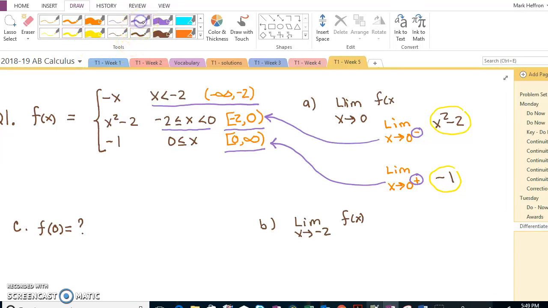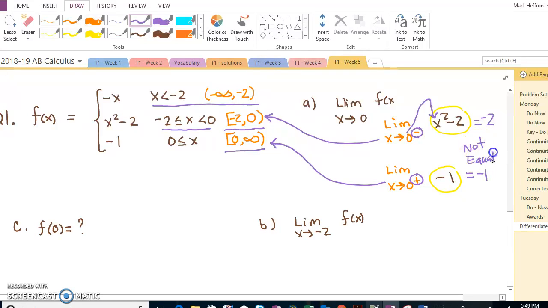Now I'm going to do the math by plugging in 0 to x squared. Well, 0 squared is 0 minus 2 is -2. And the other one is -1. These are not equal, and therefore part A, the limit does not exist, and the work you see there would be sufficient for full credit.